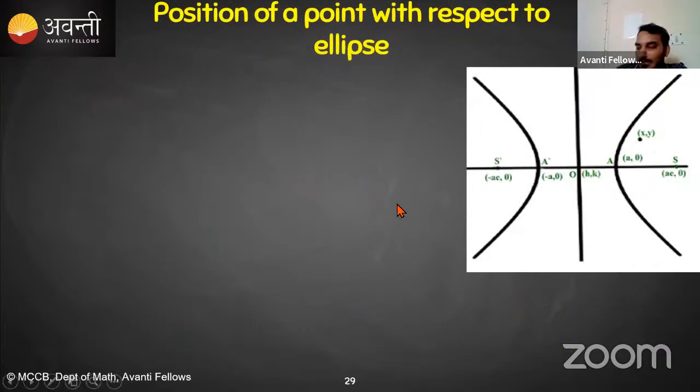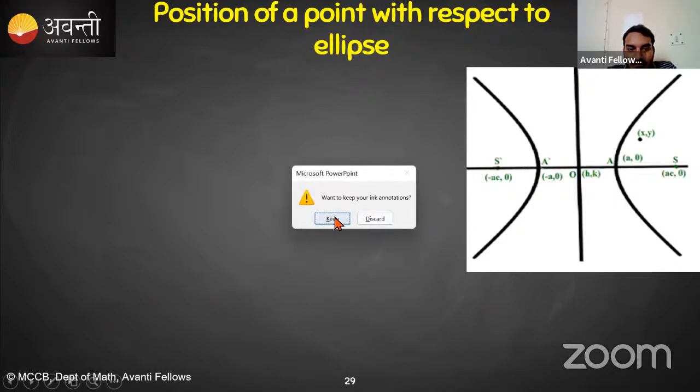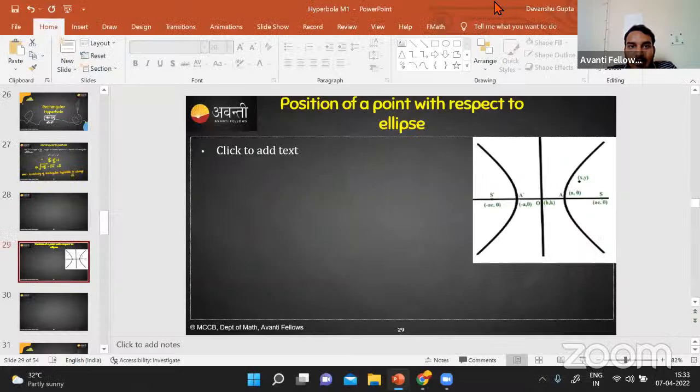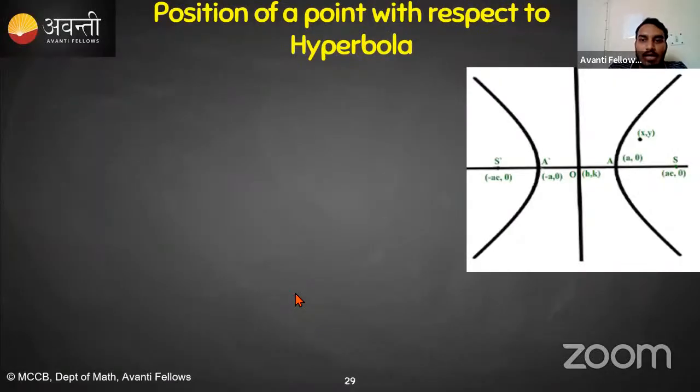Now, similarly, there is a concept called position of a point with respect to the, what is written? With respect to, one second. I think there is a printing mistake. Okay, no problem. With respect to hyperbola. Okay, position of a point with respect to hyperbola.